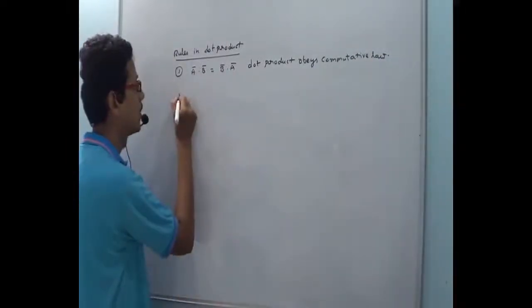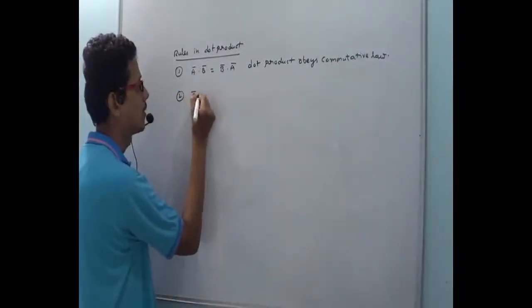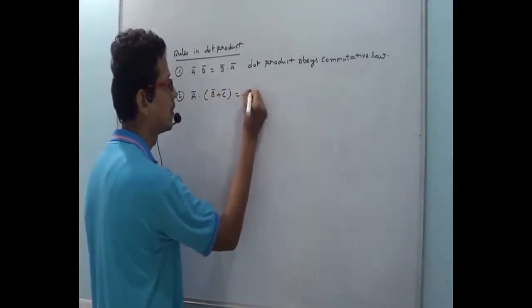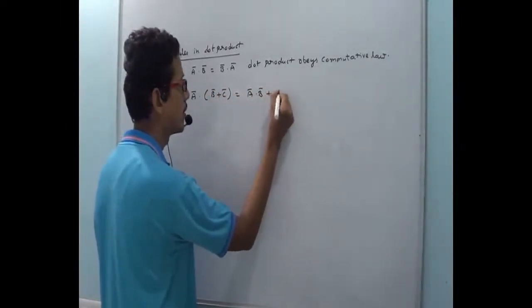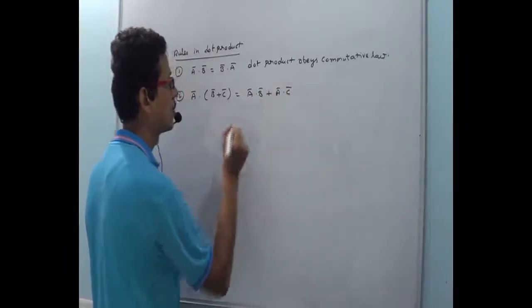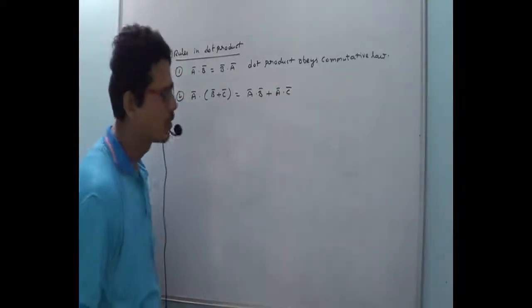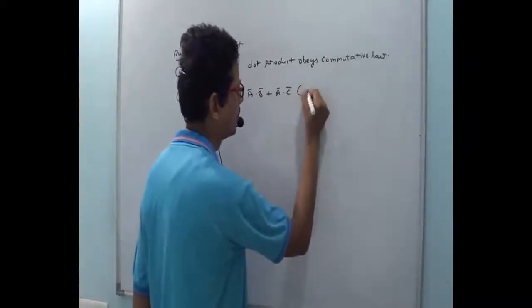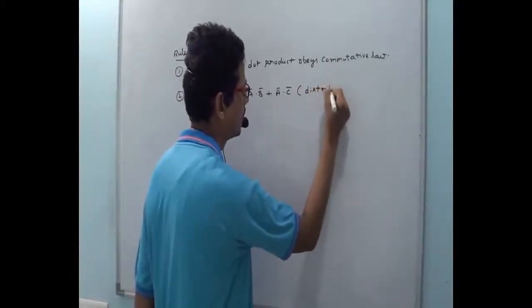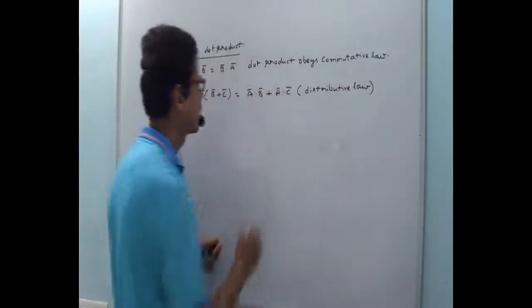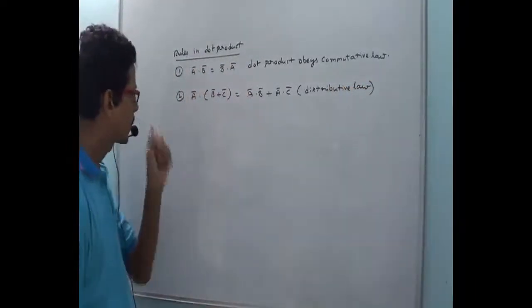Okay. The second rule is like this. A bar dot (B bar plus C bar) is A bar dot B bar plus A bar dot C bar. I think this is the distributive law. Okay, this also is correct here.